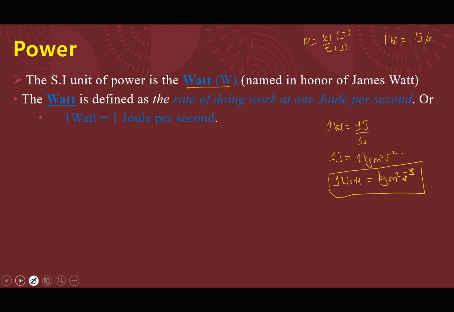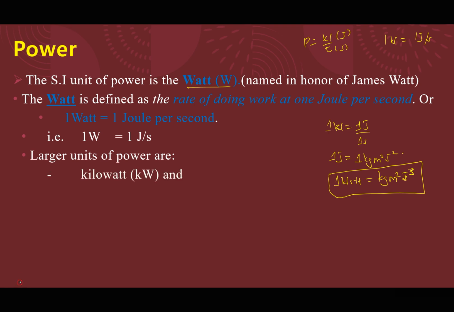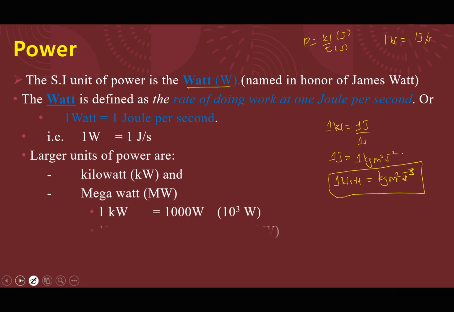Many times we shall talk about large quantities or large values of work, I mean power. Therefore, large units may be very important, such as the kilowatt, and we shall also talk about the megawatt. We know that kilo stands for 1,000, mega stands for 1 million, and so on and so forth. So those are the large units we expect to use many times when we are talking about power.